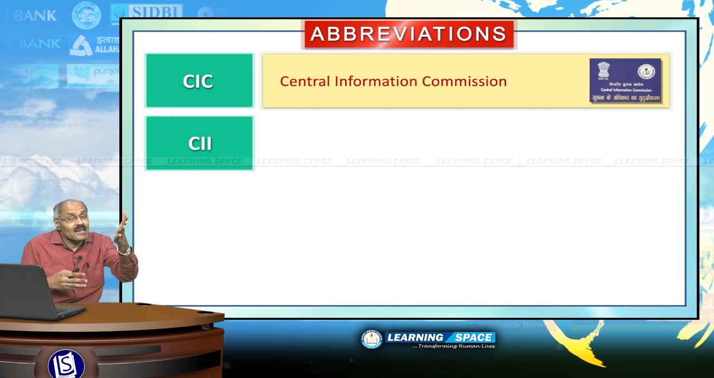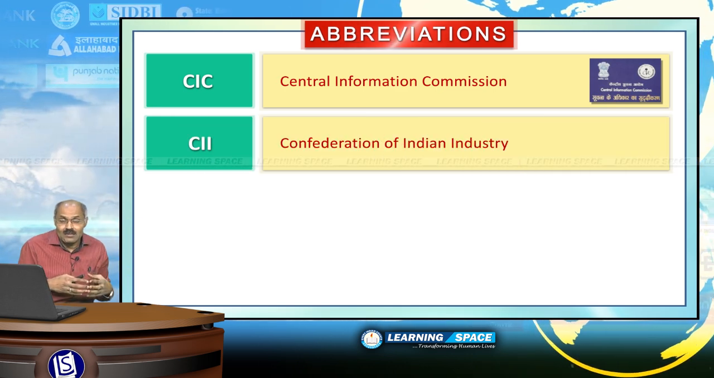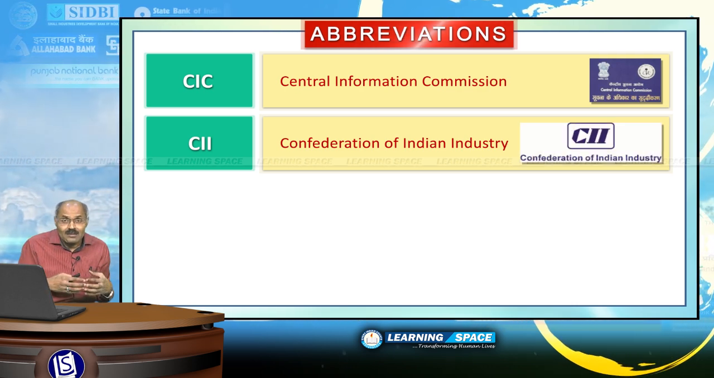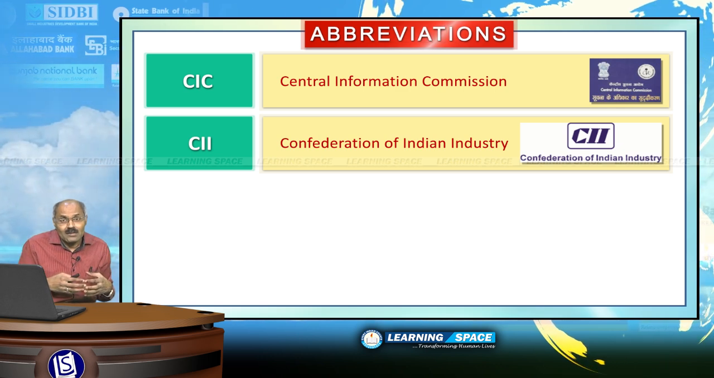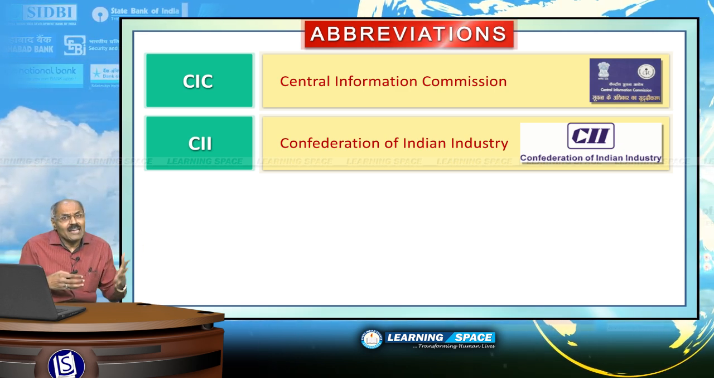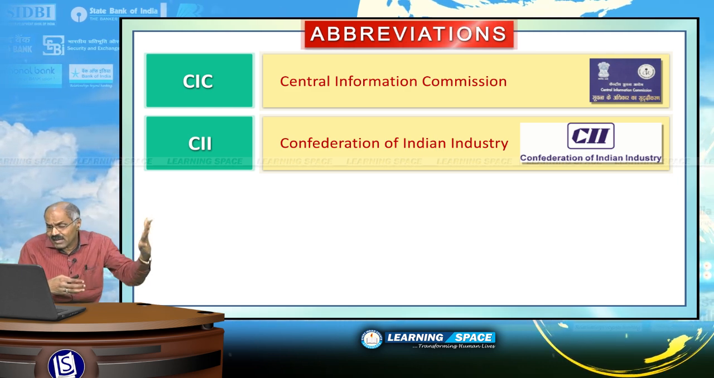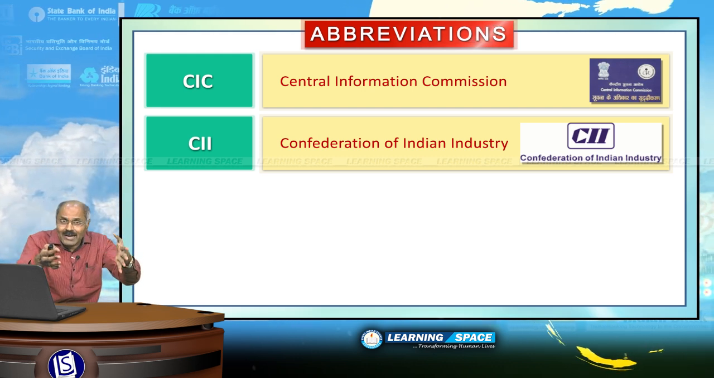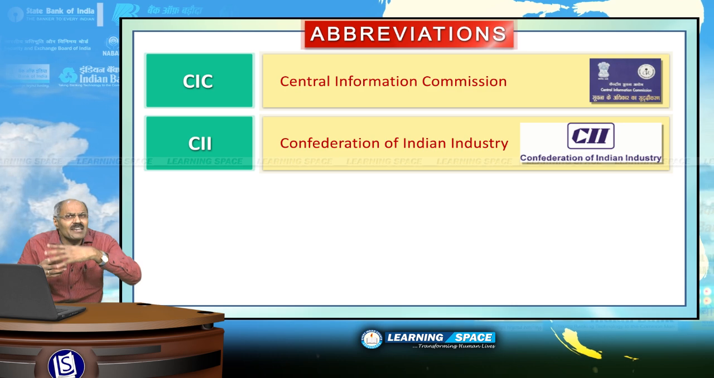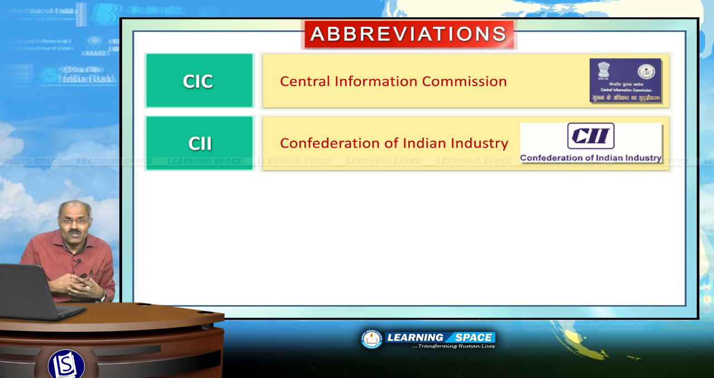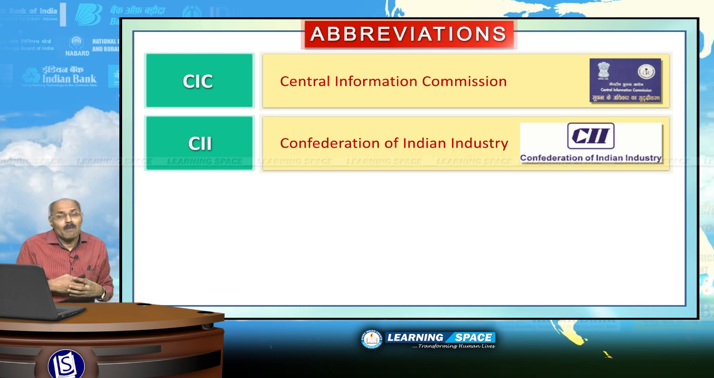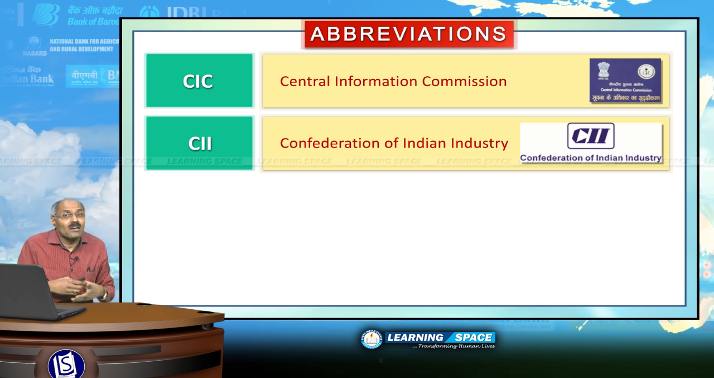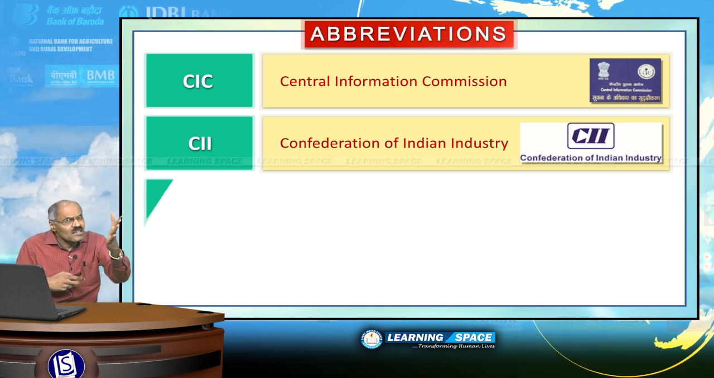Right, CII, Confederation of Indian Industry. This is a not-for-profit, non-governmental trade body, and it was established in the late 1890s. To be specific, in the year 1895, it is industry led and industry managed, a not-for-profit and non-government organization, basically representing industry bodies, headquarters New Delhi, please don't forget.